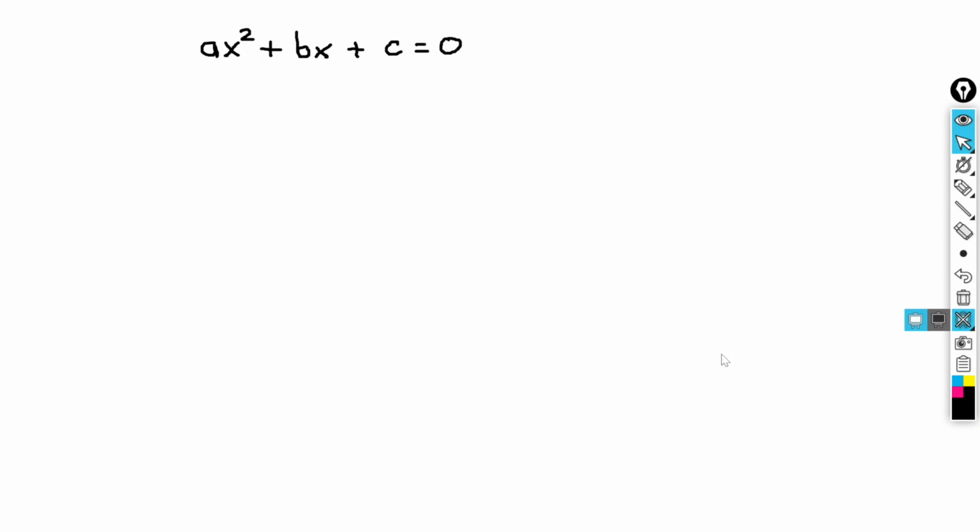In this video, we're going to derive the quadratic formula from the standard form of a quadratic, which is ax squared plus bx plus c equals 0. To do this, we need to complete the square. The first step is to divide everything by the number in front of x squared, which is a. That's the coefficient in front of x squared. So we're going to divide everything by a.